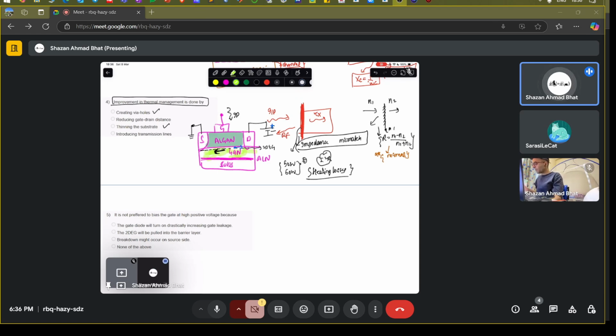That's what I'm trying to explain. This question has multiple answers. Thermal management can be done by creating via holes. It can be done by thinning the substrate. It can also be done by reducing the gate to drain distance. Maybe they might have shown you only one option, thinning the substrate, which is absolutely correct. But these two other options can also be used to improve the thermal management. That's what I'm trying to explain.